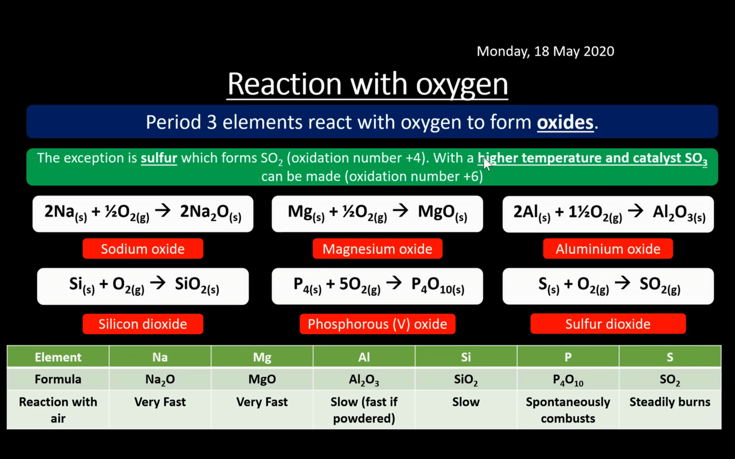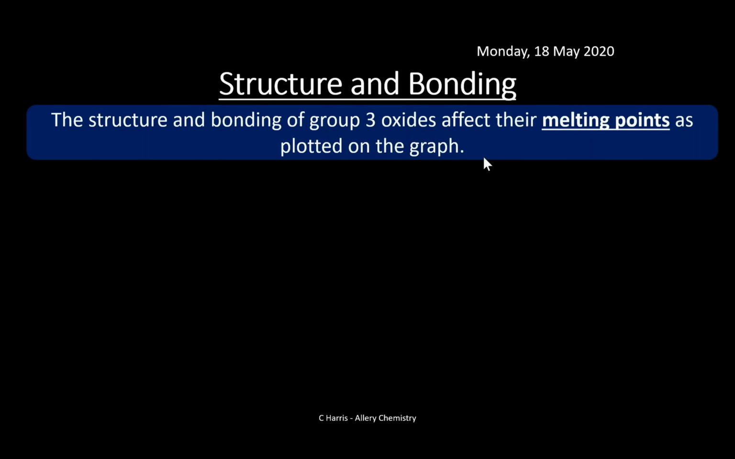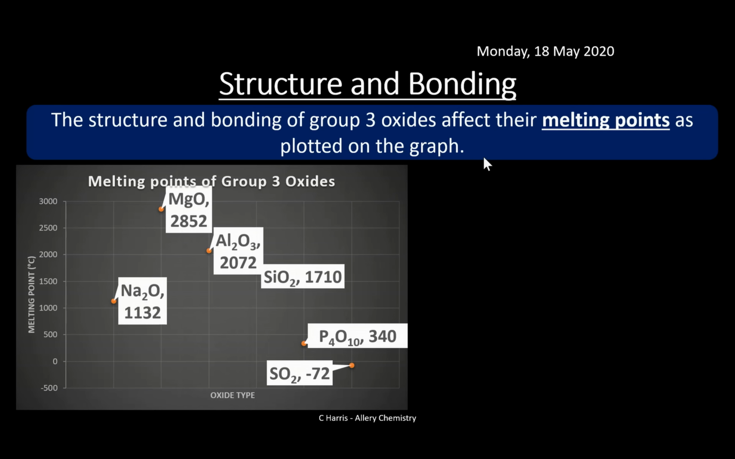Okay, so we're now going to look at the structure and bonding of some of these period 3 elements. Okay, so actually the structure and bonding of group 3 oxides affects their melting points, and we can plot these on a graph and have a look. So here they are all here. So you can see the melting points of group 3 oxides, and what I've done is I've plotted each of the points on there, so you can see what we've got.